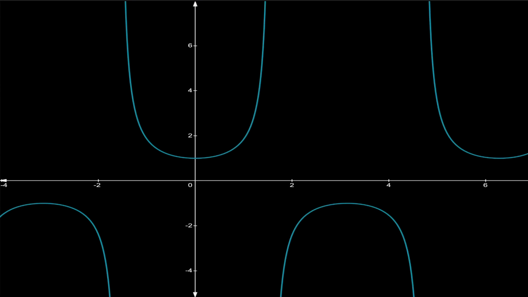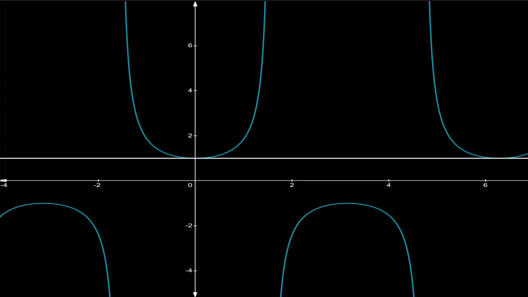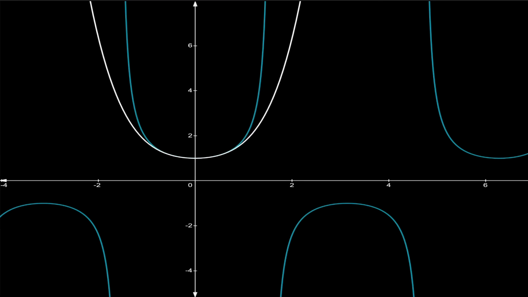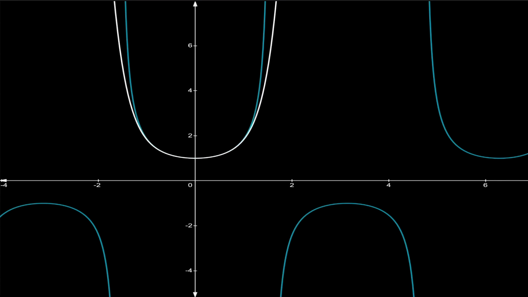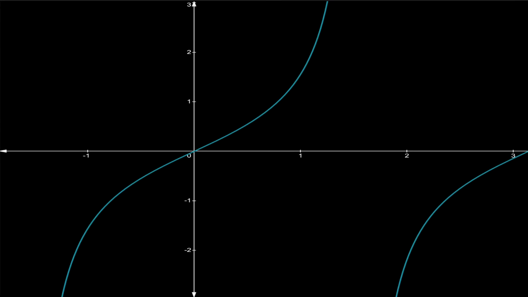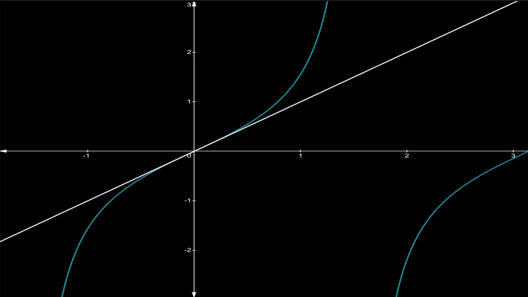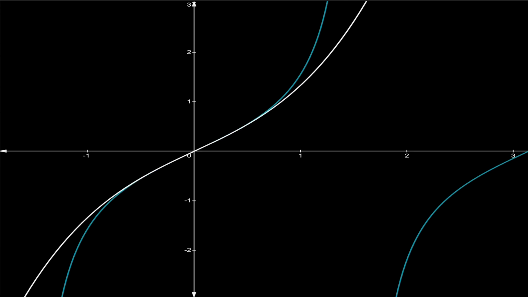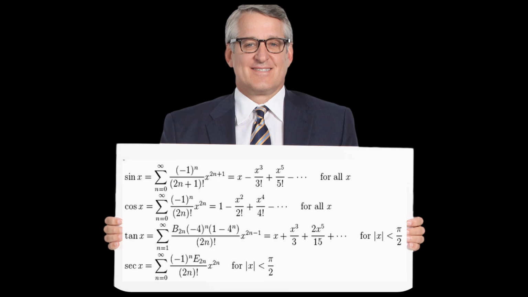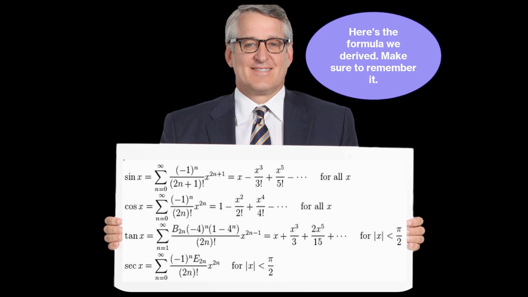Now this is the graphical representation of sec x. Likewise, this is the graphical representation of tan x. Here are the formulas we derived earlier in the video. Make sure to remember them.